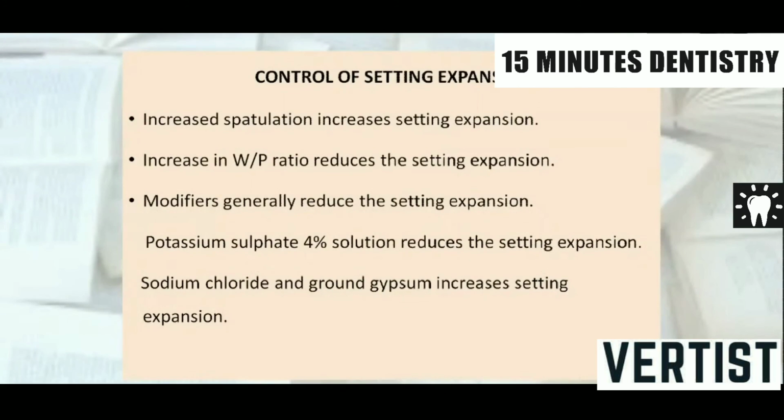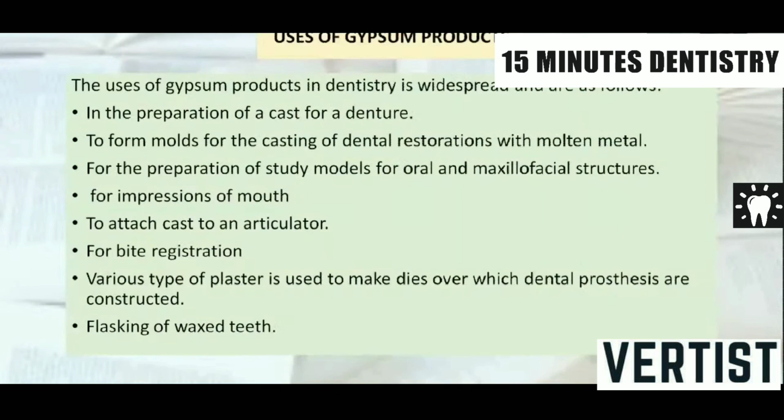How are you going to control the setting reaction and the setting expansion? You can increase the spatulation to increase setting expansion, and increase the water powder ratio to reduce the setting expansion. It is also modified generally by adding salts, such as potassium sulfate, in the mixing.